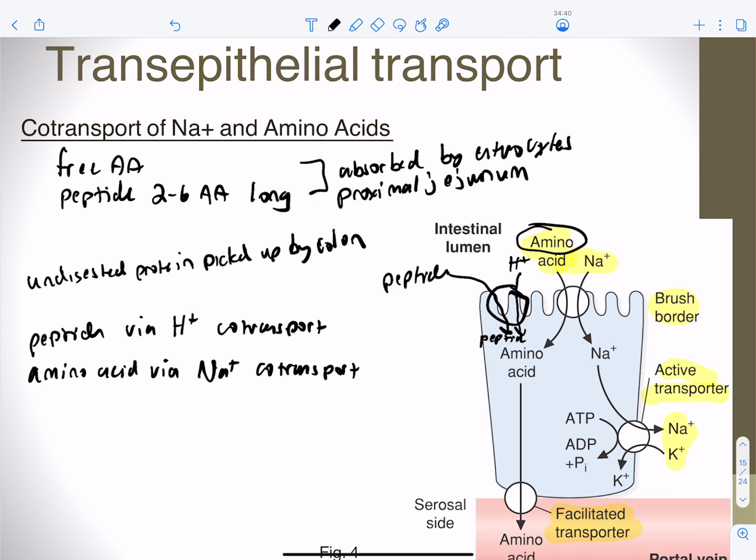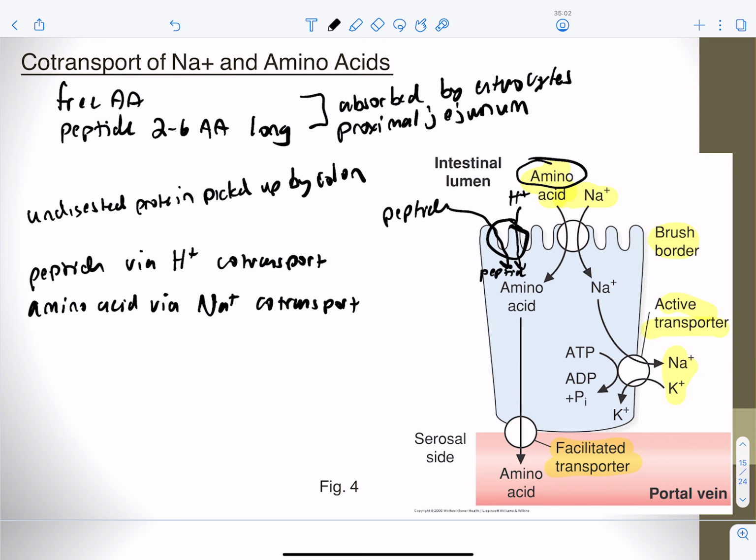Okay, so this is all again similar to our sugars, in which a low intracellular sodium or hydrogen concentration is going to provide the gradient for the uptake. Sodium-dependent carriers are on the luminal membrane, and they are facilitated transport carriers on the serosal side.